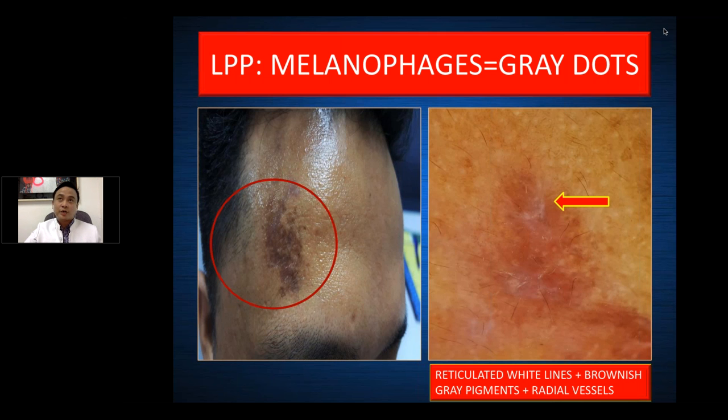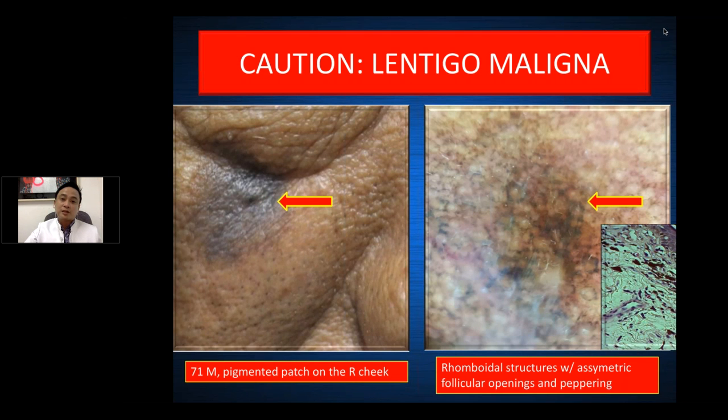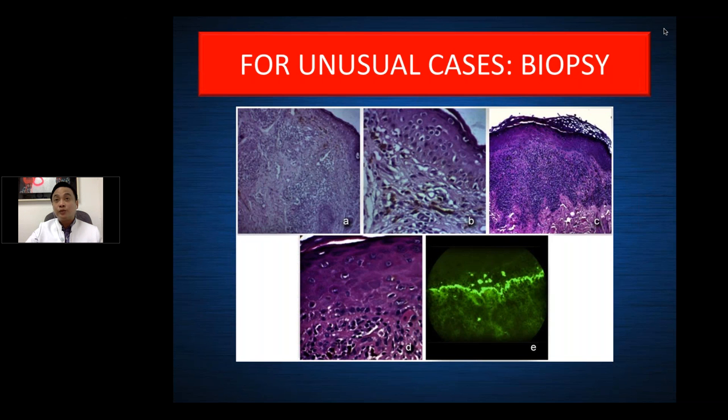We have to exercise caution because some of the pigmented lesions are actually pre-malignant or malignant. Take this case, for example, of a 71-year-old male with a pigmented patch on the right cheek that turned out to be lentigo maligna melanoma or lentigo maligna because of the dermoscopic findings of rhomboidal structures with asymmetric follicular openings, peppering, and of course this was confirmed by a skin biopsy. So for unusual cases, it is mandatory to do a biopsy even if we're dealing with lesions on the face.